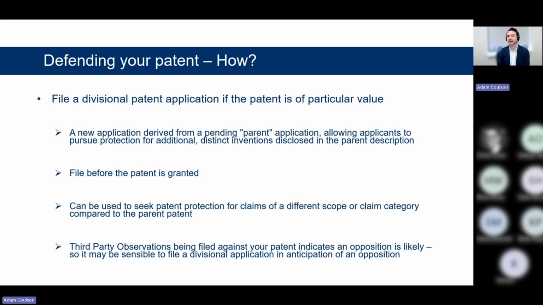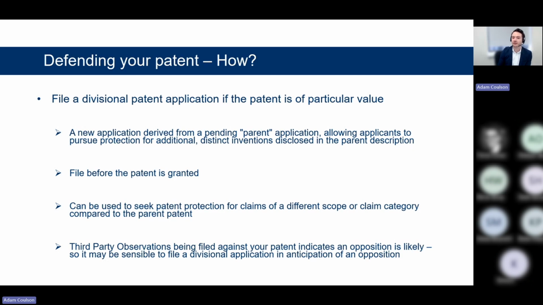A divisional patent application is a new patent application derived from a pending parent application, allowing applicants to pursue protection for additional, distinct inventions disclosed in the parent application. The divisional application can be used to seek patent protection for claims of a different scope or claim category compared to the parent. This may still be commercially advantageous to you and provide alternative arguments in support of patentability.